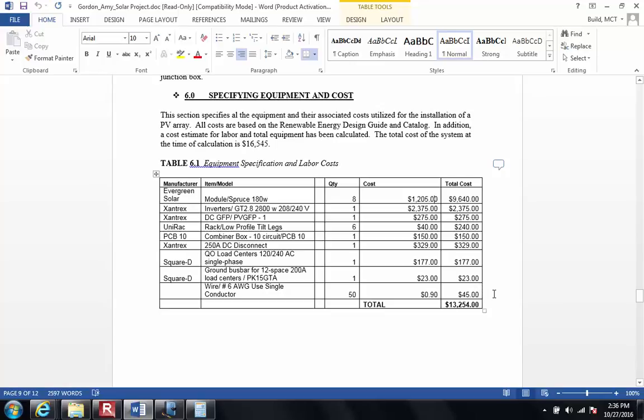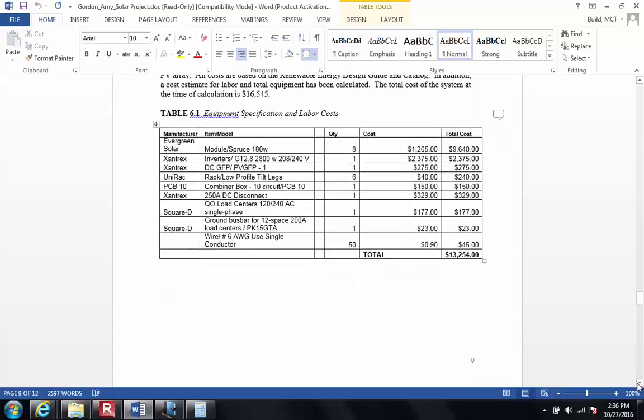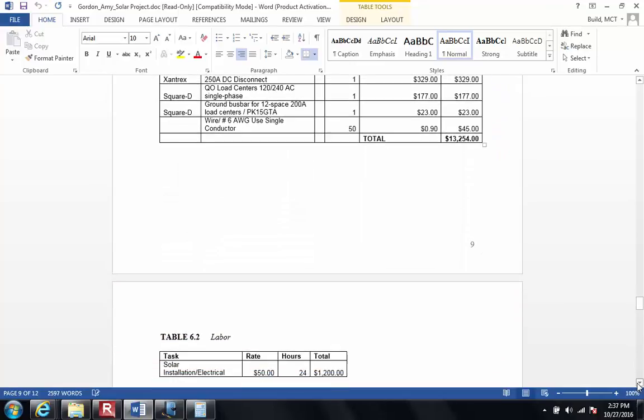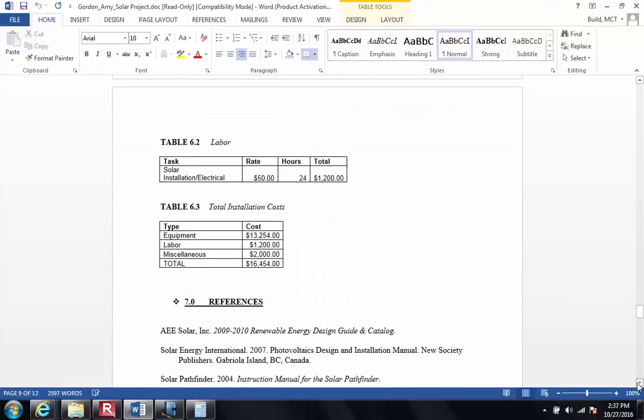Total cost on the system is $13,254. So pretty spendy. Almost $10 a watt for a 1.4 kilowatt system. And nowadays you can do that for probably half that at least. There you go, adding in labor for 24 hours to install it, $1,200 for an install. Equipment, labor, and miscellaneous, $16,454 for that system installed. Pretty spendy.